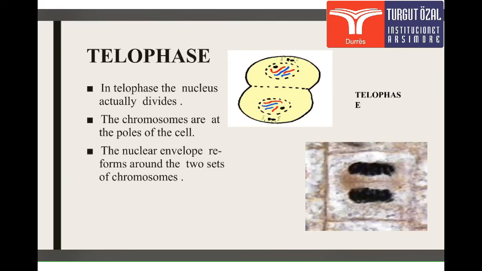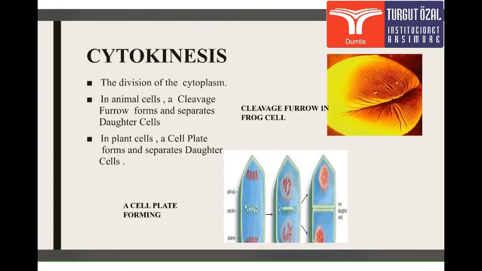In telophase, the nucleus actually divides. The chromosomes are at the poles of the cell. The nuclear envelope reforms around the two sets of chromosomes. At the end of mitosis, cytokinesis will happen.